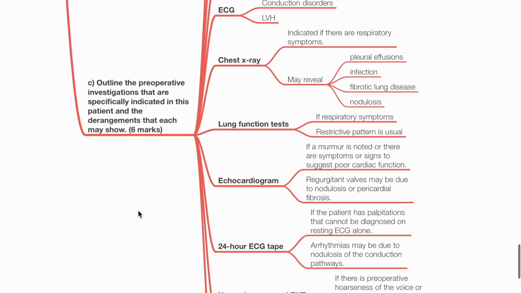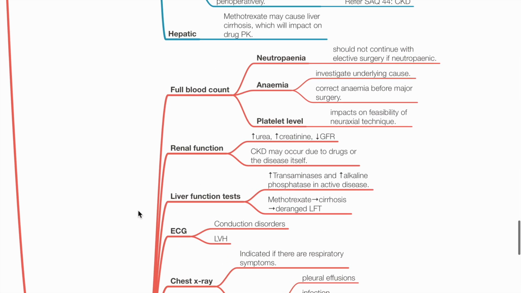C. Outline the preoperative investigations that are specifically indicated in this patient and the derangements that each may show. Full blood count may show neutropenia, anemia, and thrombocytopenia. Elective surgery should not be continued if the patient is neutropenic. Correct anemia before major surgery. Thrombocytopenia may preclude regional anesthesia.